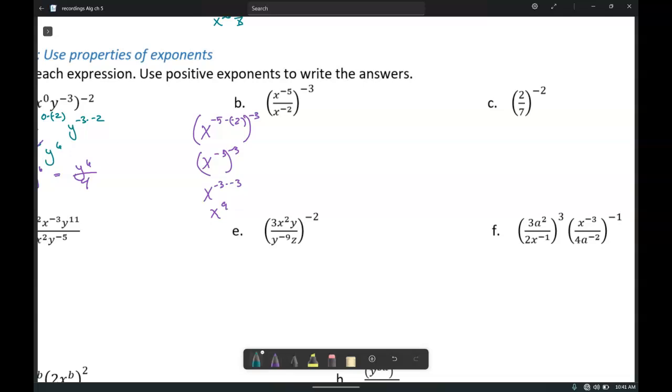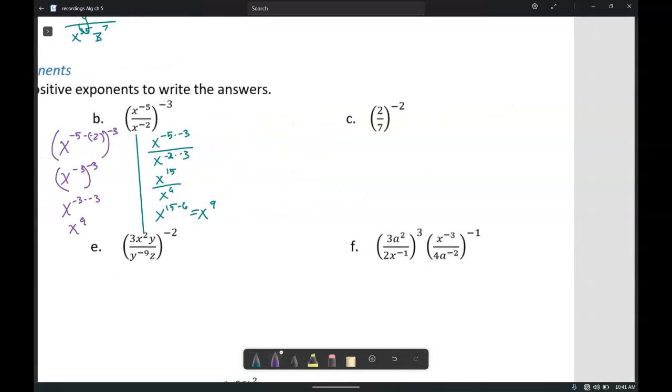Or if we wanted to apply our power rule first, we could have x to the negative 5 times negative 3 over x to the negative 2 times negative 3, x to the 15th over x to the 6th, and then our quotient rule still gives us x to the 9th. So you see there can be some variations in the orders. As long as you are appropriately applying the rules, then you should get the same result.